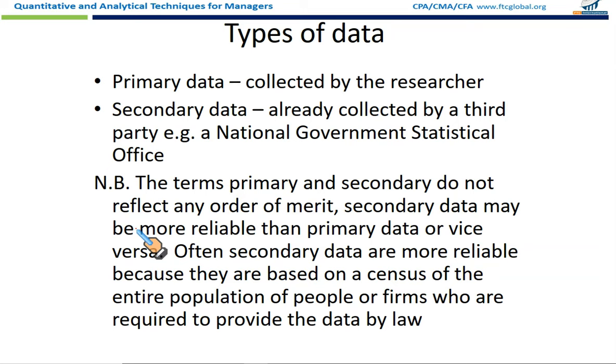So it depends upon the circumstances whether the primary would be more suitable or secondary. So rather it is more context-based. Right, so it's more context-based, which might be more useful. So the bottom line is the reliability of data depends on the context and how it was collected.